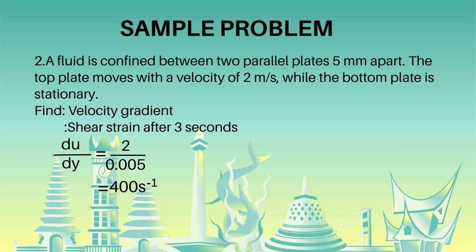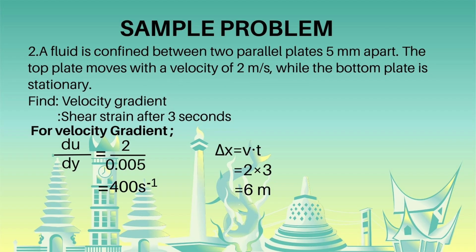So atong pangitaon ang delta x para makuha nato ang shear strain. So delta x is equal to v times t, velocity times t. T is the time. So ang velocity nato kay 2. Ang time nga gikan sa shear strain kay 3 seconds. So 2 times 3 is equal to 6 m.